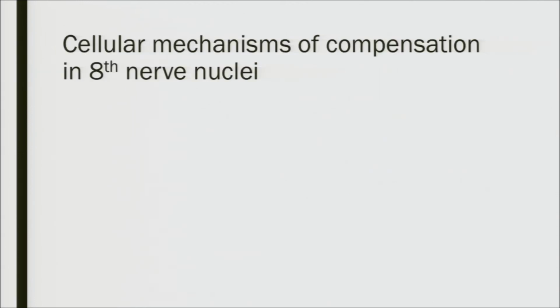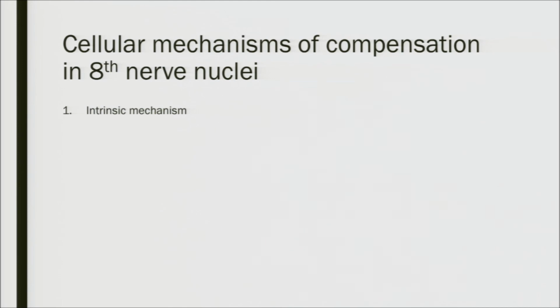Now, last but not the least, you have cellular mechanisms of compensation in the 8th nerve nuclei. This is totally new, and they have discovered 4 ways that it could be compensating. One is the intrinsic mechanism. As soon as the input from the 8th nerve is cut off, the medial vestibular nuclei starts producing currents which start potentiating and helps in motor recovery.